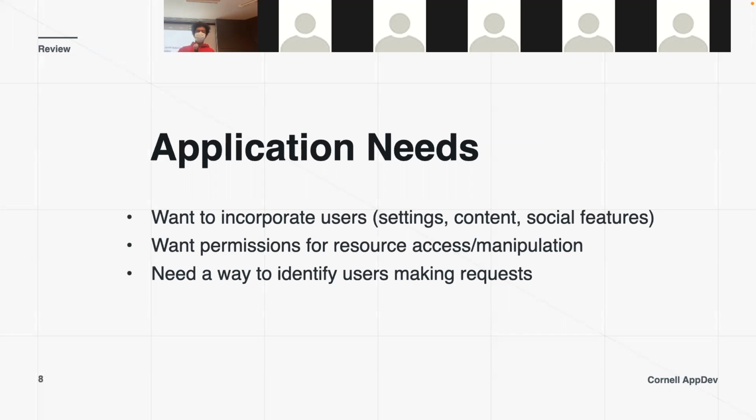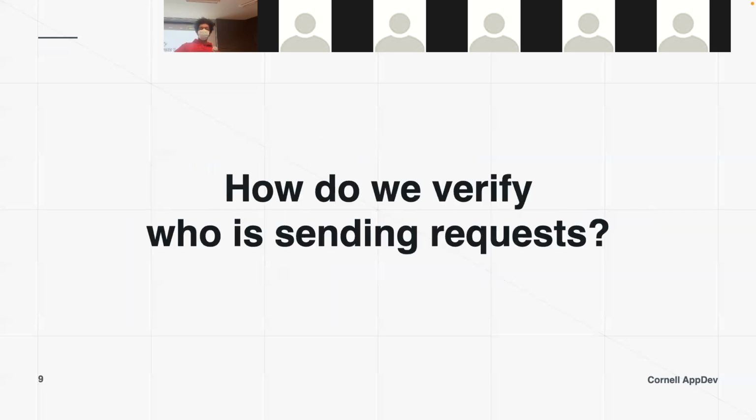So the application needs that we want with these requests are, we want to incorporate users so that we can have social media accounts, maybe banking accounts, things like that. And we want to be able to have permissions so that they can only interact with the information that they are supposed to, right? So we need to find a way to have these users authenticate themselves. And what do we use? How do we verify these requests that they send?